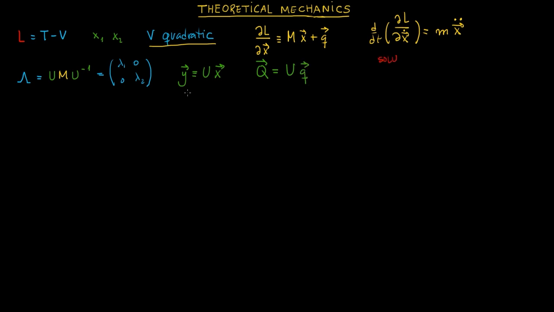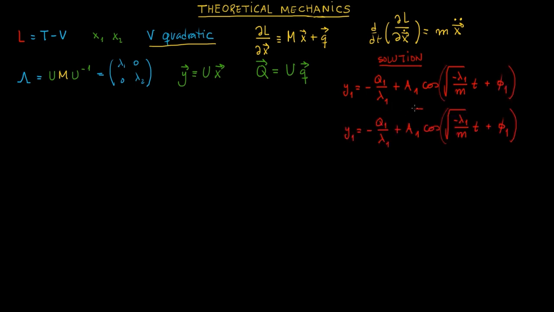And the solution in Y coordinates is Y1 equals minus Q1 divided by lambda 1 plus some constant A1 times cosine of the square root of minus lambda 1 over m times t plus phi1, and the same thing but with 2. So in order to obtain the solution in x coordinates, we just have to isolate x from here, and it is nothing more than the inverse of U times this vector, and this is the solution.